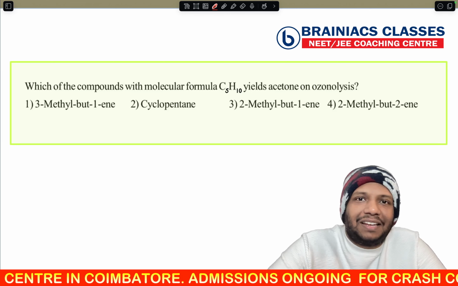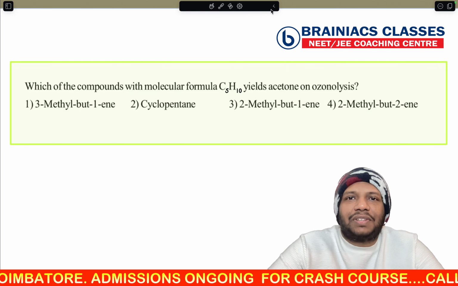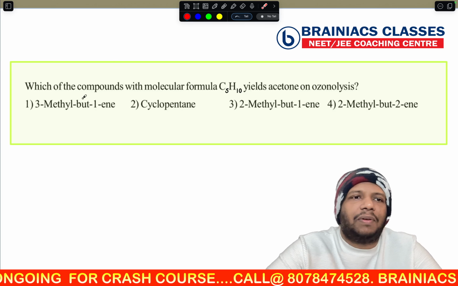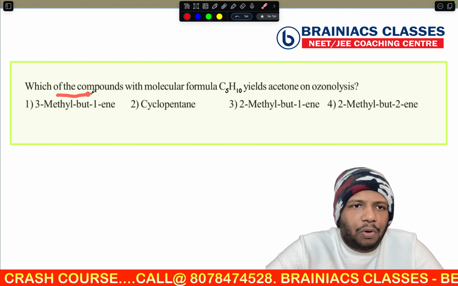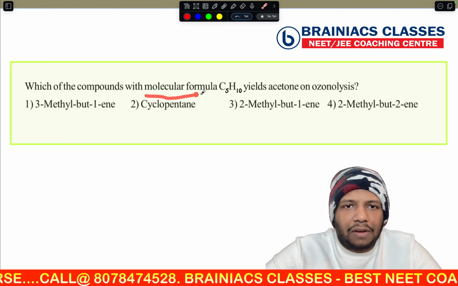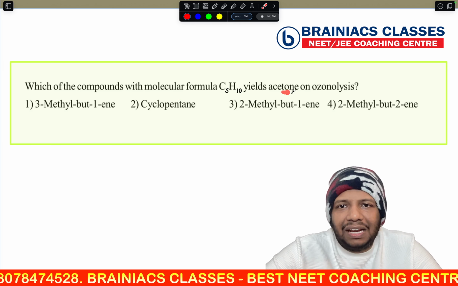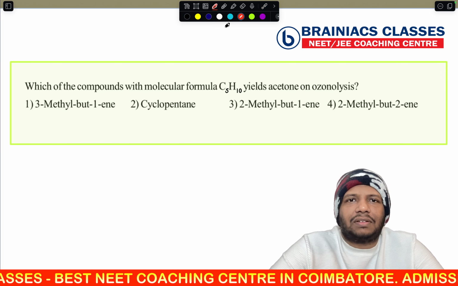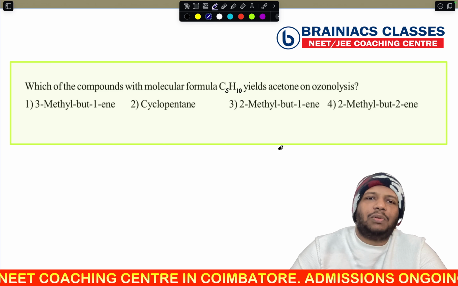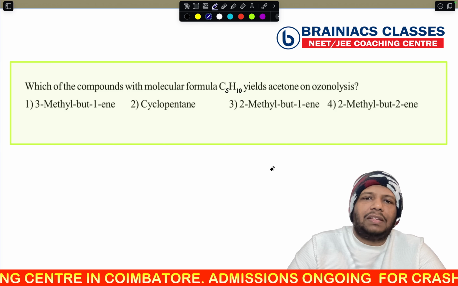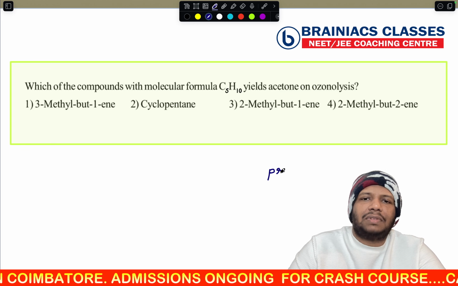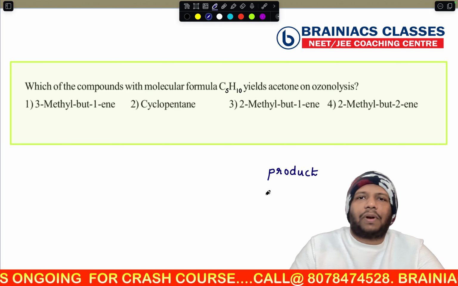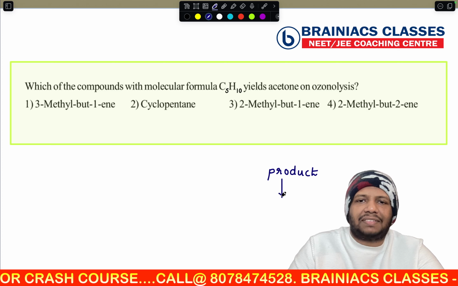So let us start with the question. Let me take a good color for you this time. Yeah, red we will take. The question here is, which of the following compounds with molecular formula C5H10 yield acetone on ozonolysis? So what is peculiar about this question? Very simple. They have given you the product, and the product they have mentioned here is acetone.